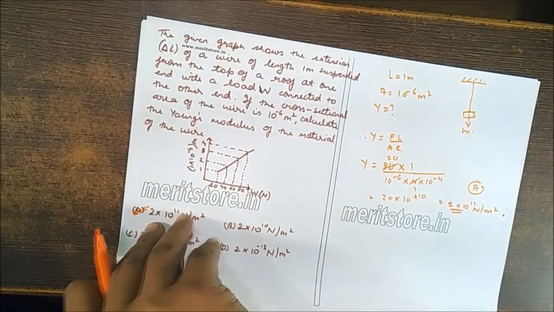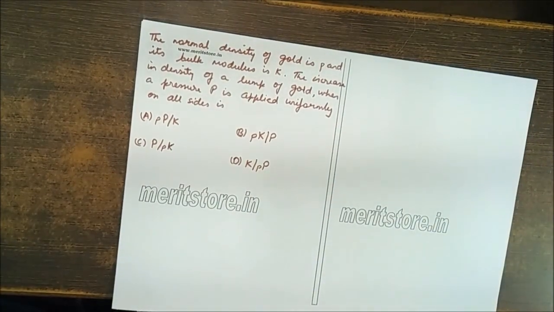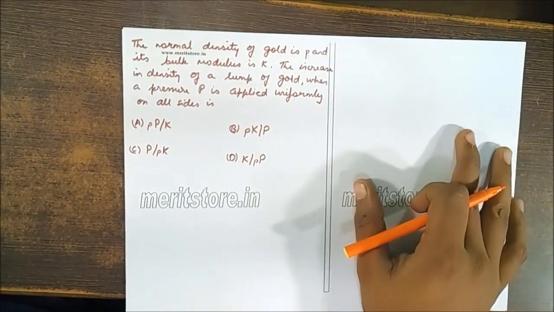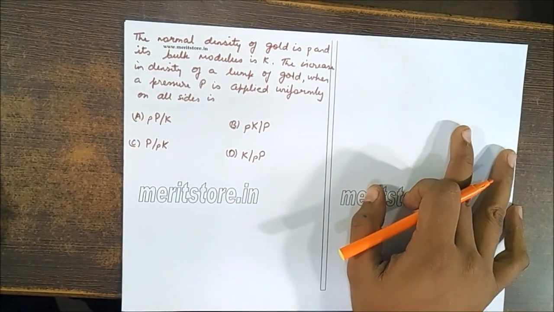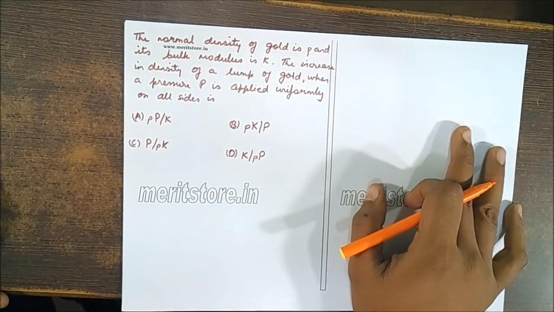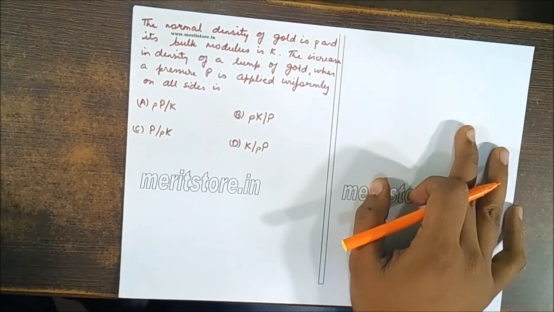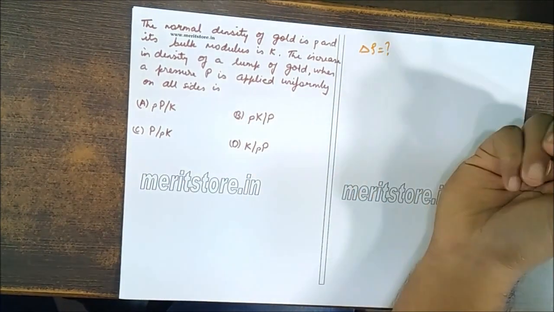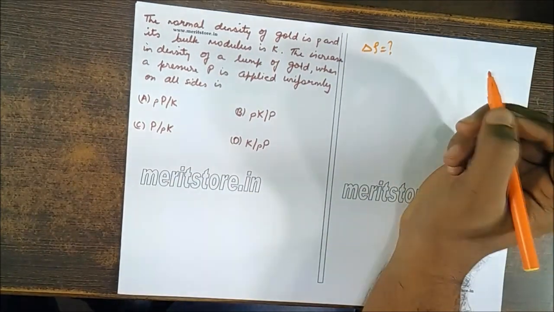So the next question now. The normal density of gold is rho and its bulk modulus is K. The increase in density of a lump of gold when a pressure P is applied uniformly on all sides. The increase in density has been demanded, that means delta rho is equals to question mark. Bulk modulus has been given and pressure P has been given.